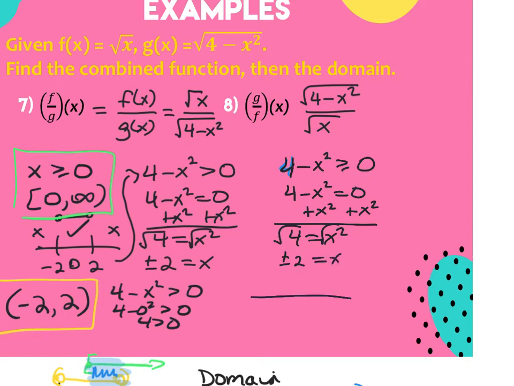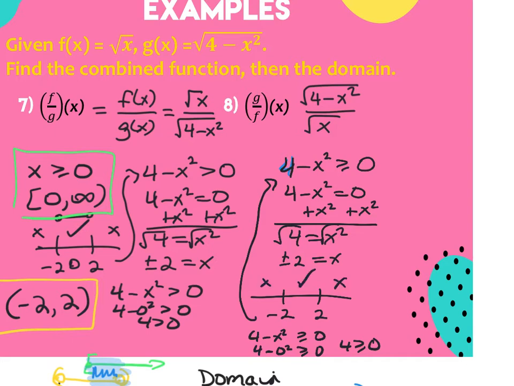Same numbers. The only thing that's switching here now is these are going to be brackets. We're still plugging it into the same thing, but this time now, instead of just greater than 0, it's greater than or equal to. So 4 minus 0 squared, 4 is greater than or equal to 0, so a check, x, check, x. And again, this would have been brackets or closed circles because it had the greater than or equal to.